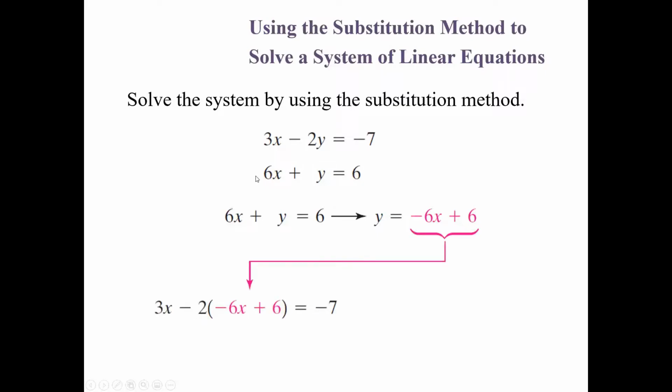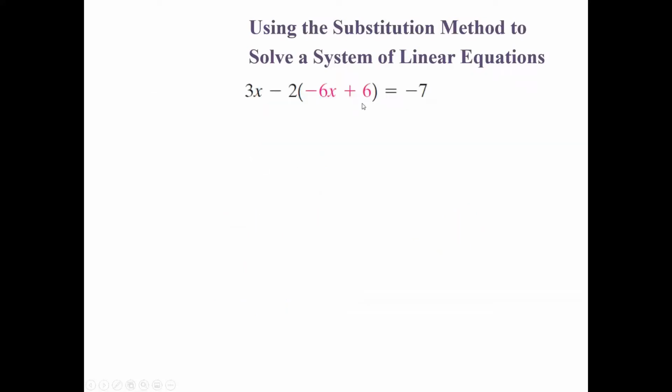So 3x minus 2 times the substitution equals -7. Here it is carried forward. First thing we're going to do is distribute that. Then we're going to combine like terms. Then we're going to move the 12 to the other side and divide both sides by 15 and simplify. So we get x equals 1/3.